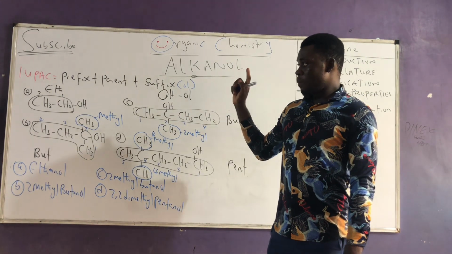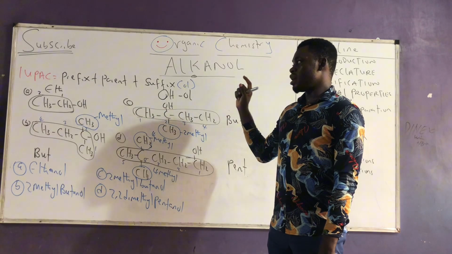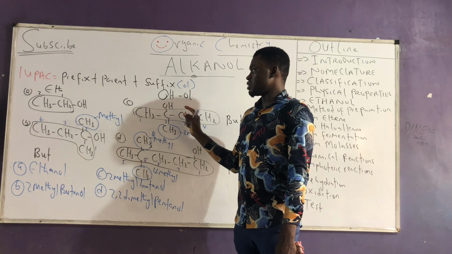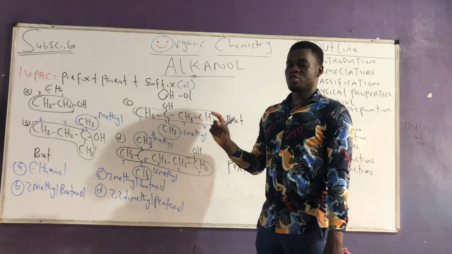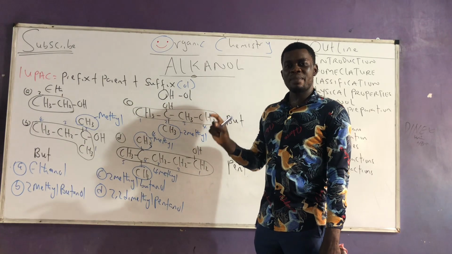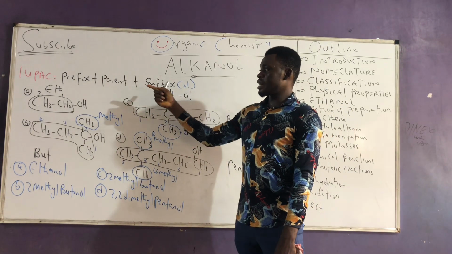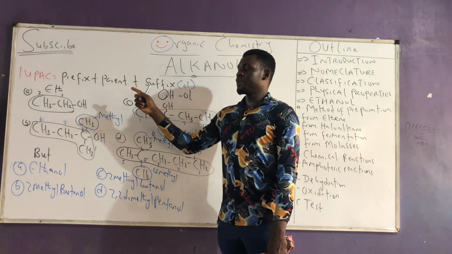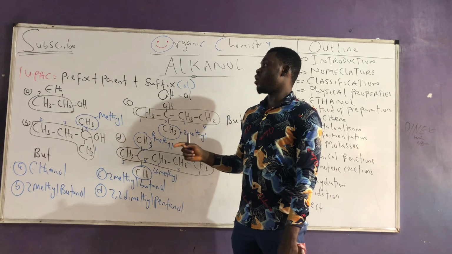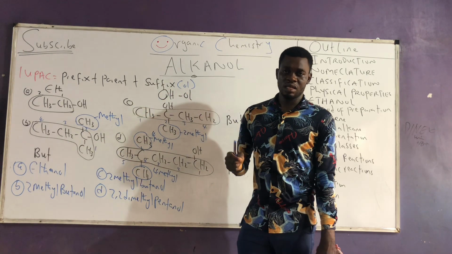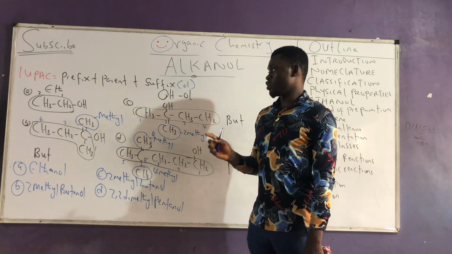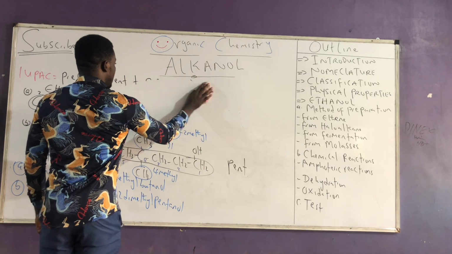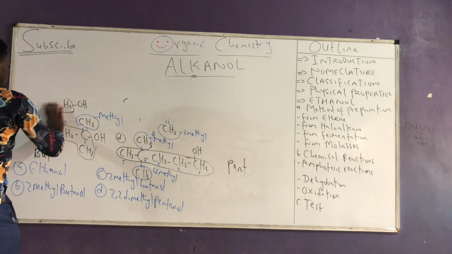Very simple. So please don't forget, when you are naming an organic compound, you must remember this equation. The prefix plus the parent name plus the suffix will give you the IUPAC nomenclature, where your suffix is the primary functional group in the organic compound. Your parent name is the longest continuous carbon chain in the organic compound, and your prefix can either be the secondary functional group, or the alkyl group, the branch that is present in that particular organic compound.